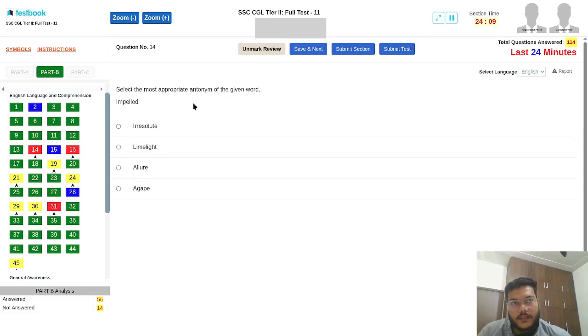Impelled, compelled, impelled, irresolute, limelight, allure, gape. Now is compelled, impelled. छोड़.